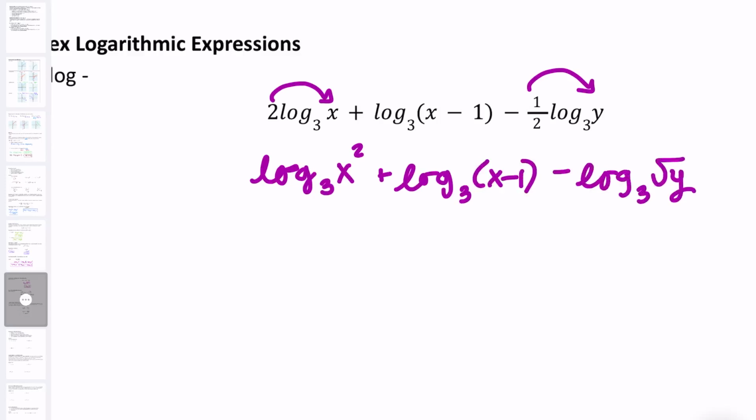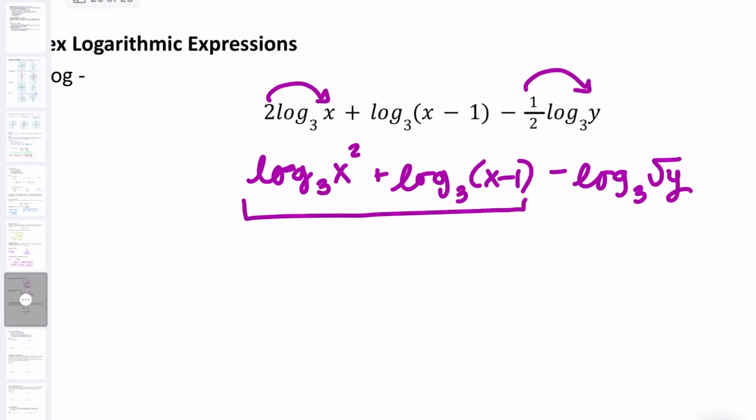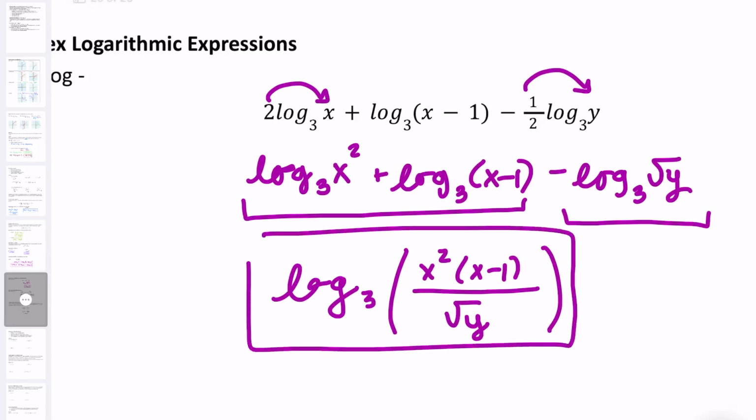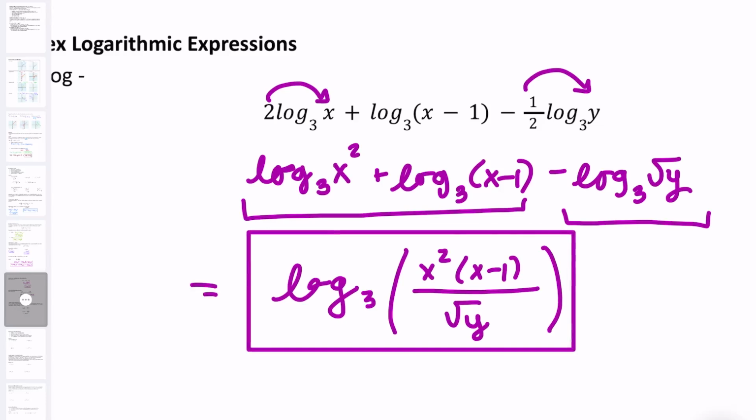Okay. Then these can be written as multiplication. This can be divided. So I'll say log base 3 of x squared times x minus 1, all divided by the square root of y. That would be my final answer if I am condensing this logarithm.